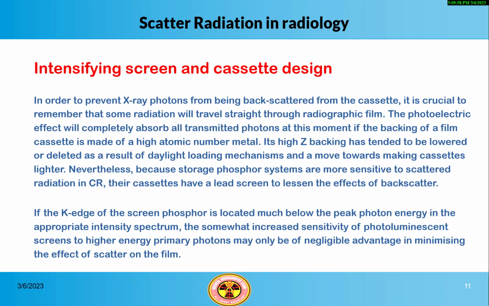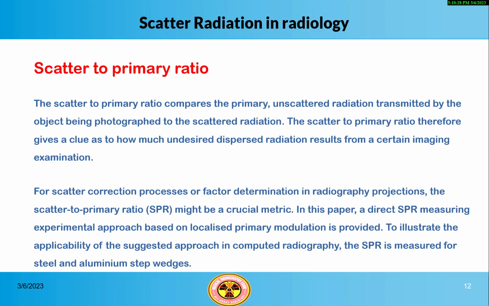Nevertheless, because storage phosphor systems are more sensitive to scattered radiation in CR, their cassettes have a lead screen to lessen the effects of backscatter. If the K-edge of the screen phosphor is located much below the peak photon energy in the appropriate intensity spectrum, the somewhat increased sensitivity of photoluminescent screens to higher energy primary photons may only be of negligible advantage in minimizing the effect of scatter on the film.